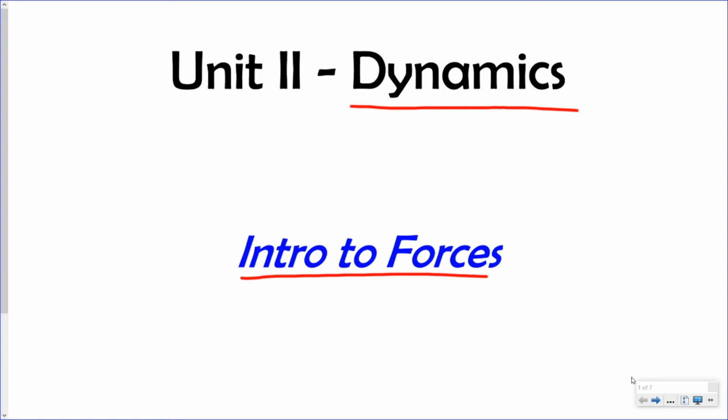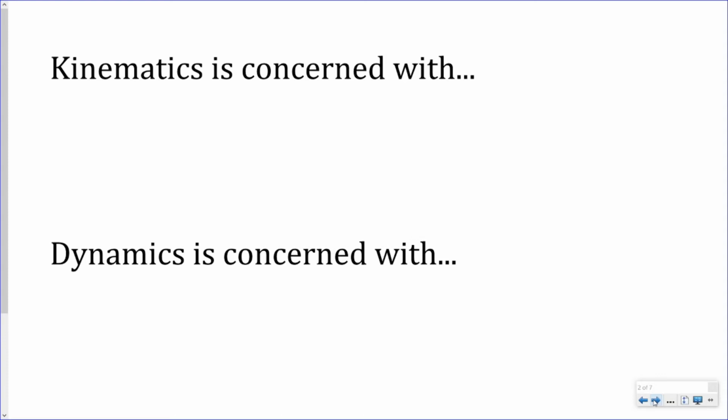What's a force? How do we measure it? And what is it good for? So I already alluded to this fact. We just finished our kinematics unit. Our kinematics unit, hopefully you remember, is concerned with motion of objects. So we were looking at objects speeding up, slowing down, moving at a constant speed, moving at a constant velocity, all that sort of stuff.